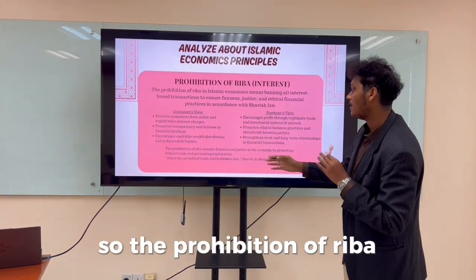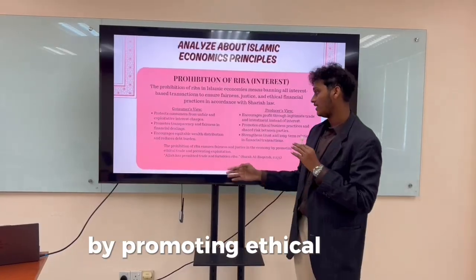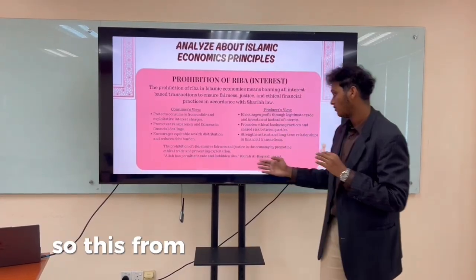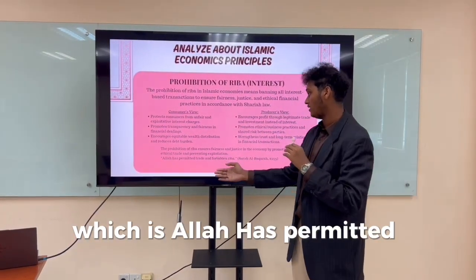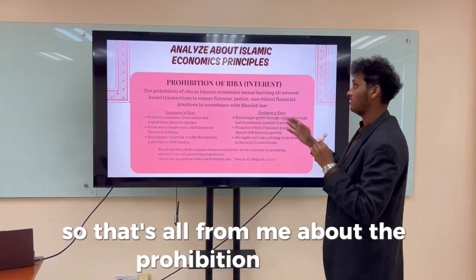So, the prohibition of riba ensures fairness and justice in the economy by promoting ethical trade and preventing exploitation. This is from Surah Al-Baqarah, where Allah has permitted trade and forbidden riba. So, that's all from me about the prohibition of riba.